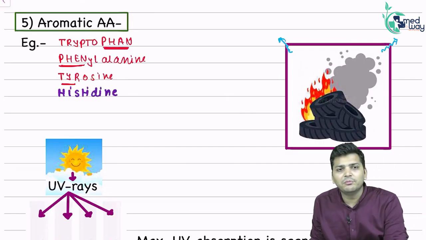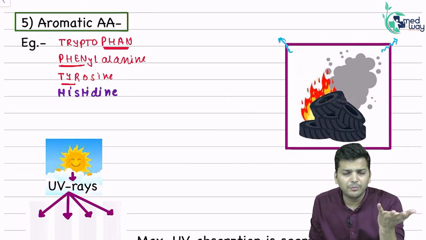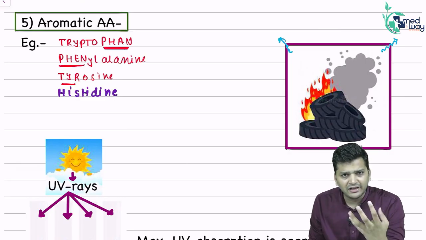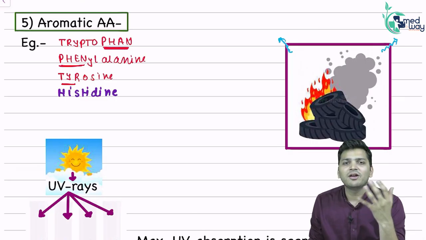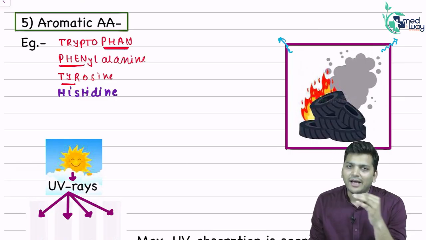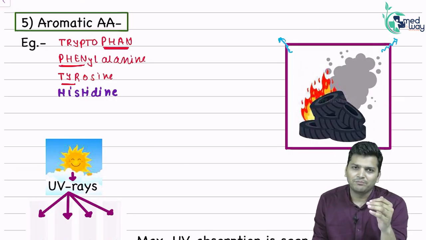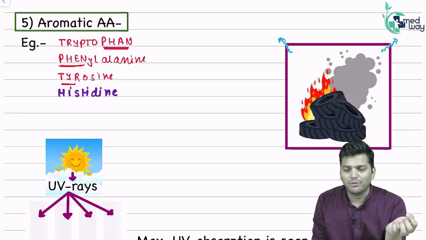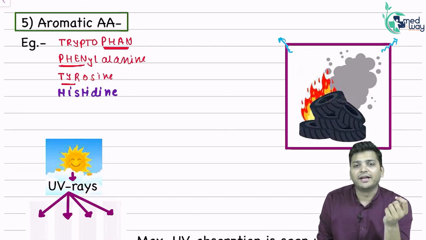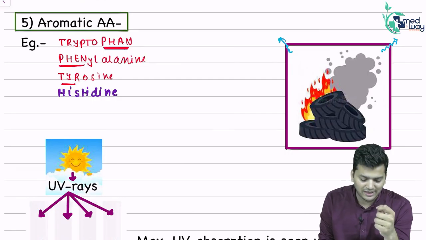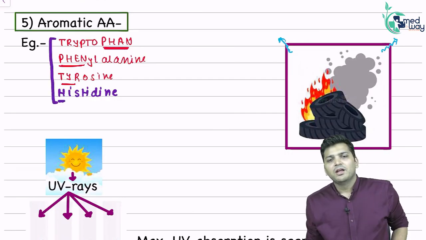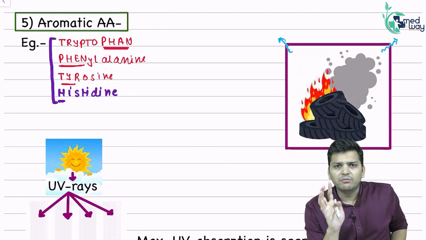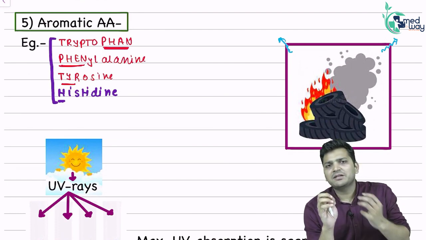So how are we going to remember histidine? Because the first three are easy to remember. Tryptophan, phenylalanine, tyrosine, there is no problem. But how to remember histidine? Yes, how are we going to remember? Everything is not going to be a story. You have to put in some hard work to remember also. So we will do hard work. You have to do some hard work to remember this.